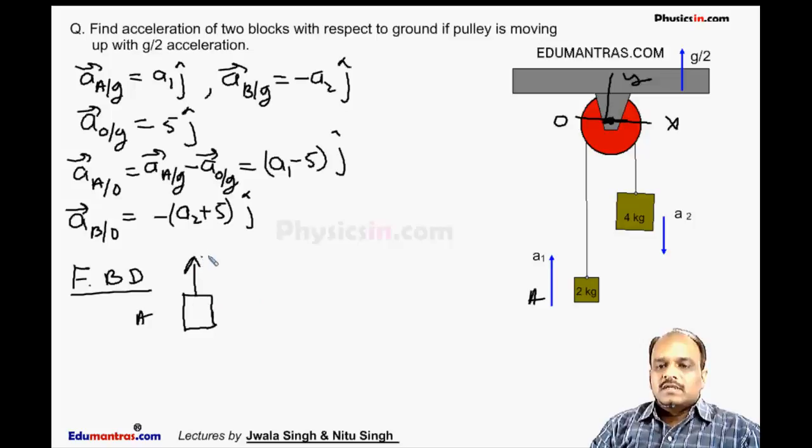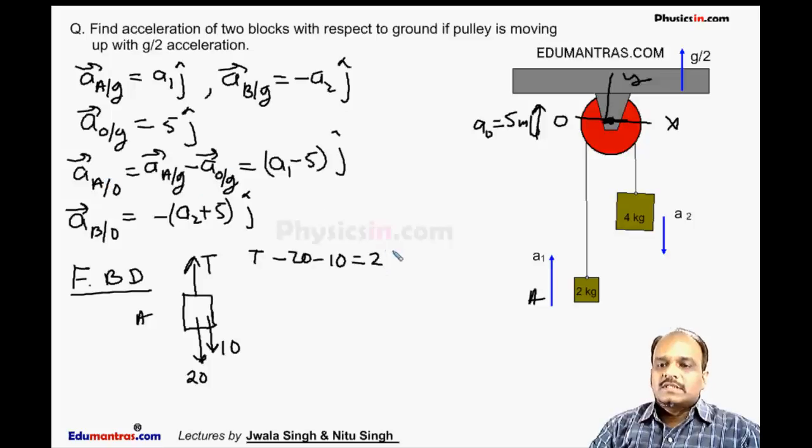Now the tension is acting upward, so this is T, the weight is acting downward, that is 20, and since this observer sitting here is going upward with an acceleration of 5 meter per second square. So with respect to this observer, the pseudo force will act downward, and that is equal to 2 into 5, that is 10 Newton. So the equation of motion becomes T minus 20 minus 10 is equal to mass of this block, means 2, into acceleration of this, a1 minus 5.